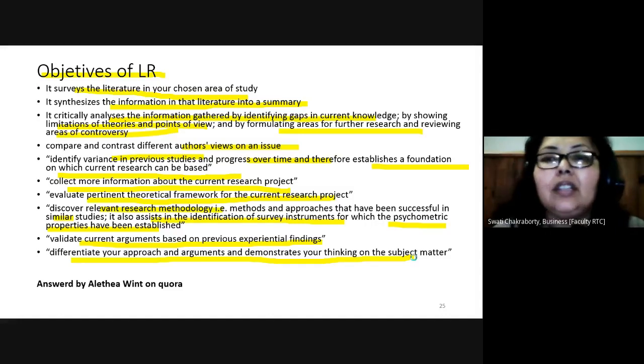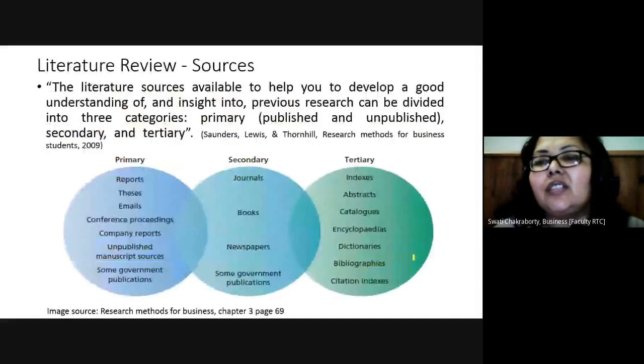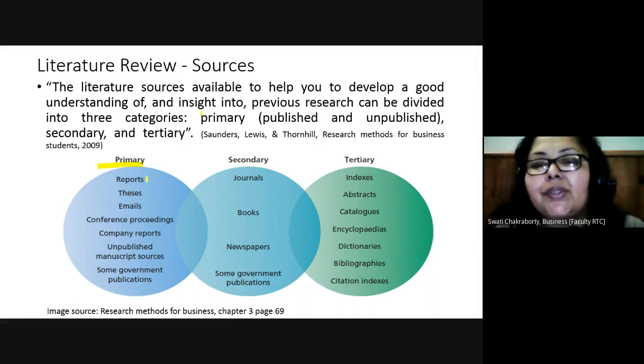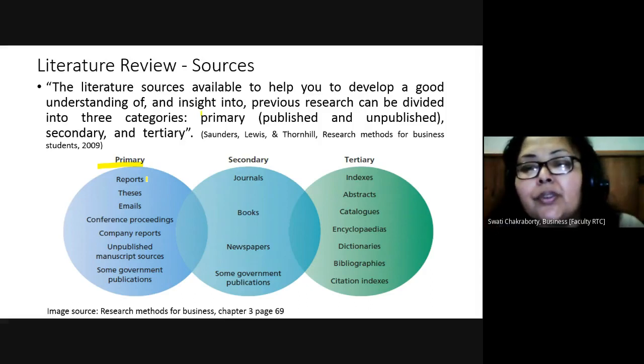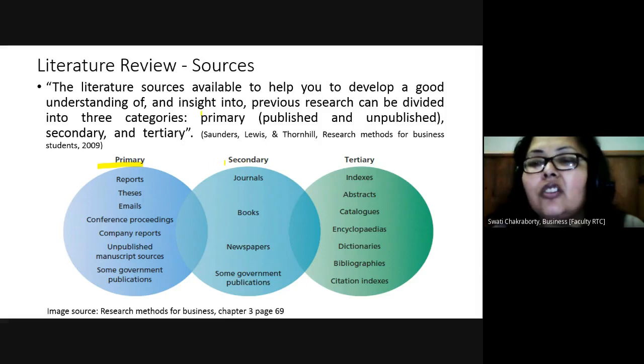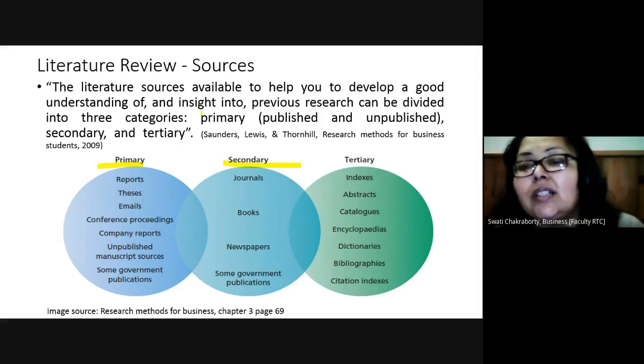So, okay. So what are the sources? Sources that you have could be categorized as primary, secondary, and tertiary. Primary could be published as well as unpublished. When we talk of primary, we are talking of reports, theses, emails, conference proceedings, company reports, unpublished manuscript sources, and some government publications. When we talk of secondary sources, it's journals, books, newspapers, some government publications, and tertiary sources are indexes, abstracts, catalogs, encyclopedia, dictionary, bibliographies, citation indexes. Please keep it in mind.